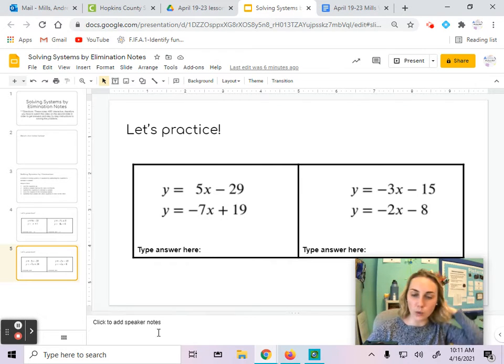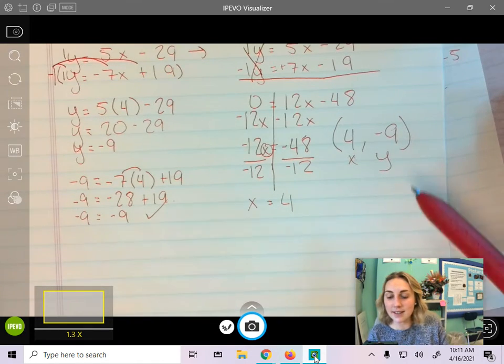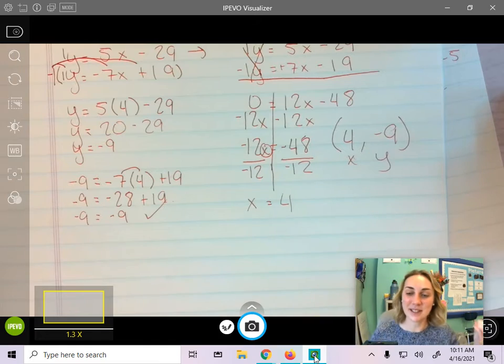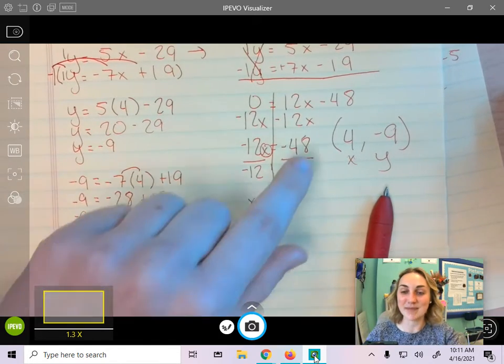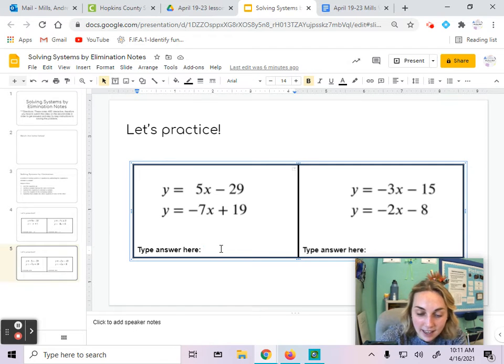Okay, so what did we just do? We figured out it did work out. So this is my ordered pair. That is the solution to those systems of equations. So it's 4 and -9. So on number 3, I'm going to say, hey, my x value is 4. My y value is -9.